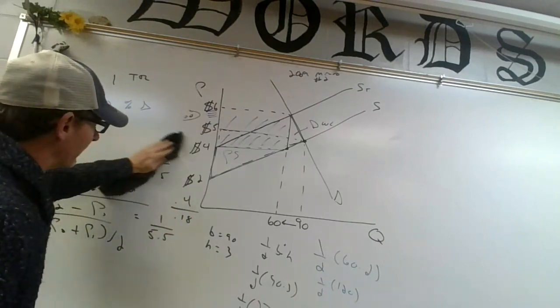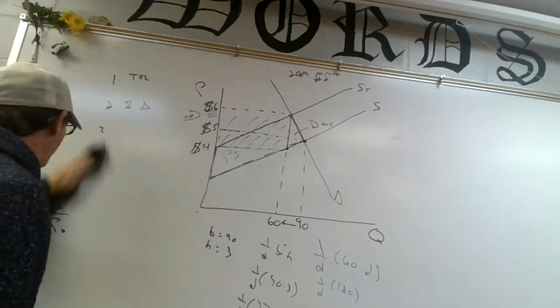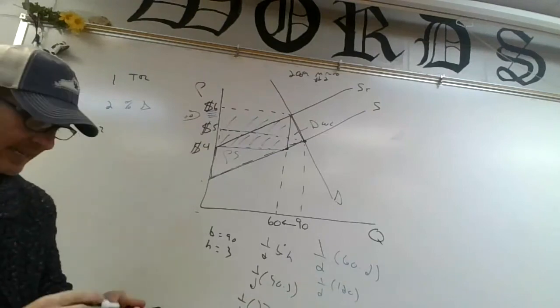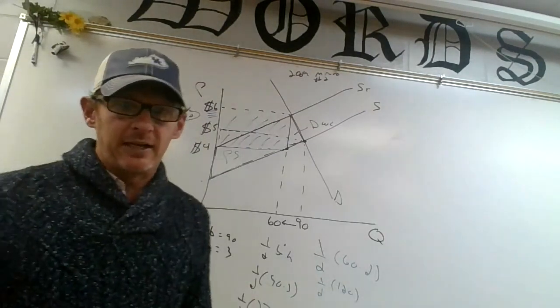So the midpoint formula, the percent change formula, and the total revenue way all tell us that it's elastic, and they would take any of those things. Any one is fine.